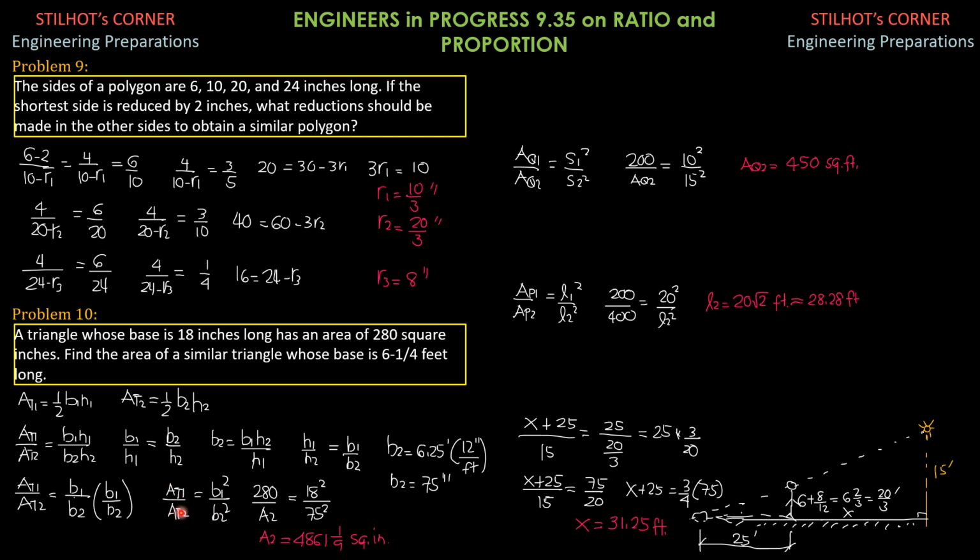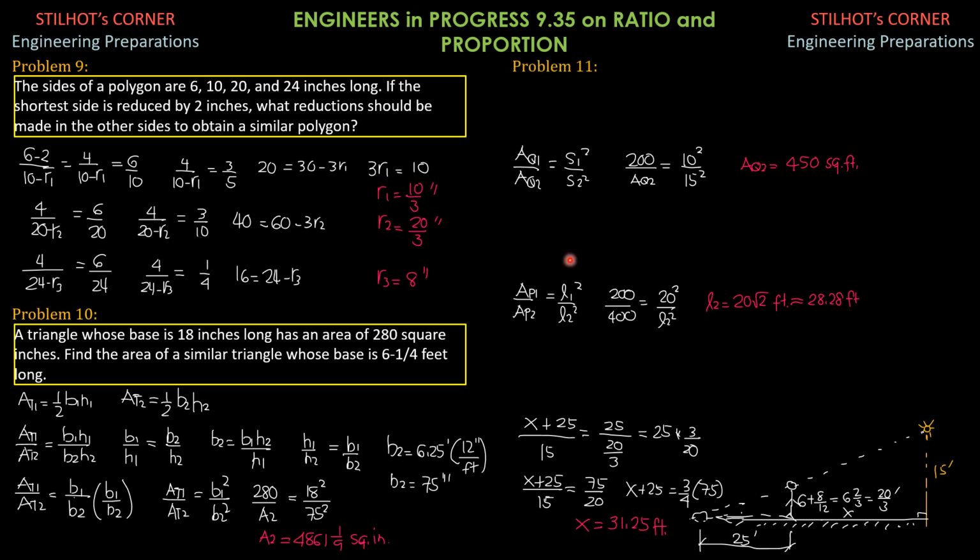So if it is ratio of volume for similar solids, then it should be the ratio of cubes of corresponding dimensions also. So that's the idea. So therefore, area of triangle 1 is 280, then area of triangle 2, the unknown area 2, equals base of triangle 1 is 18 inches, the other triangle 75 inches. So 18 square over 75 square. Solving for area 2, it is 4,861 and 1 over 9 square inches to be exact.